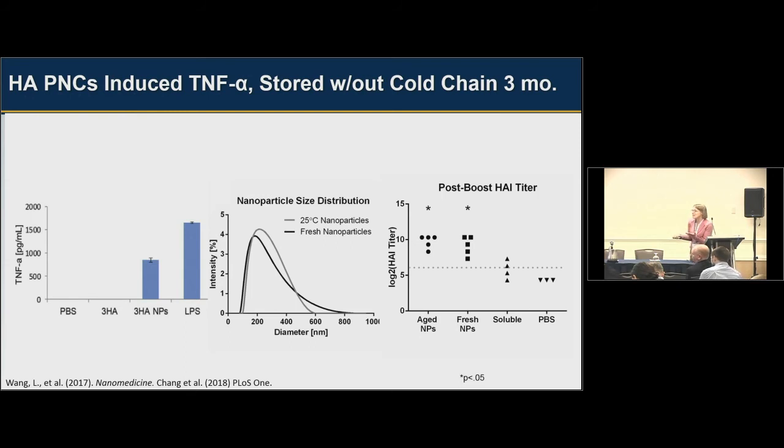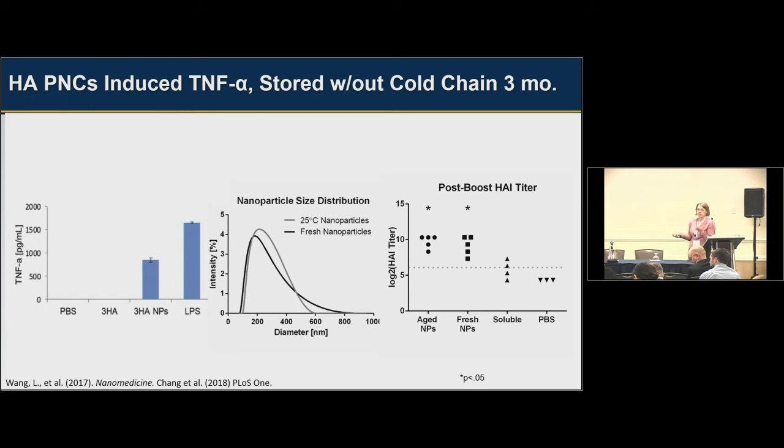So in this case, TNF was produced by the nanoparticles and not the soluble, whereas IL-1 beta is in other ones. It really depends on the antigen and the exact response you see, but in all cases, you see differences.